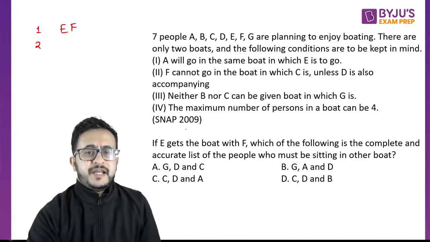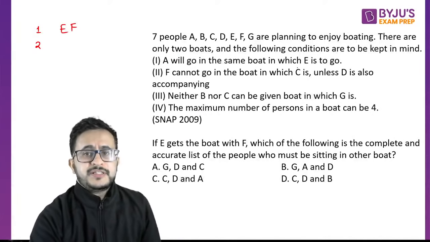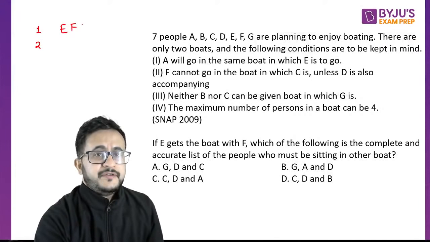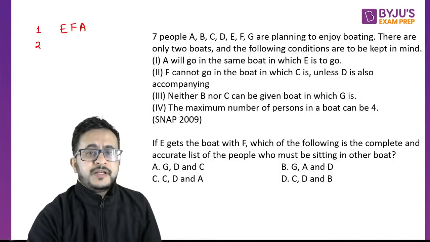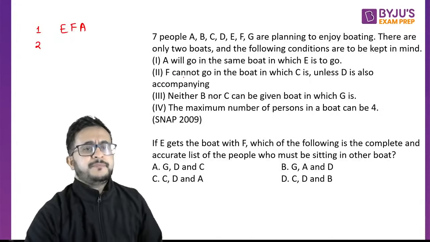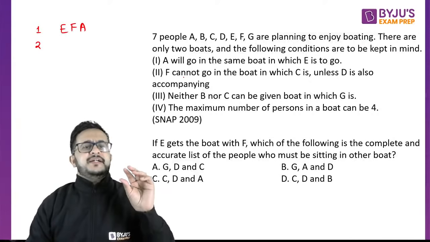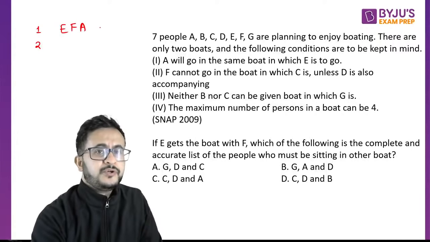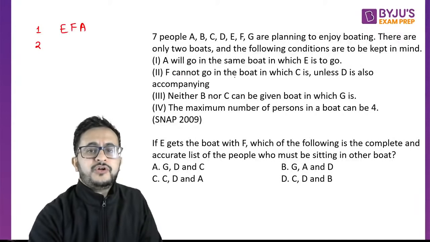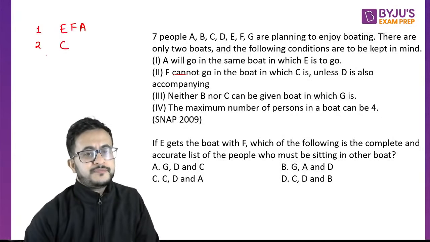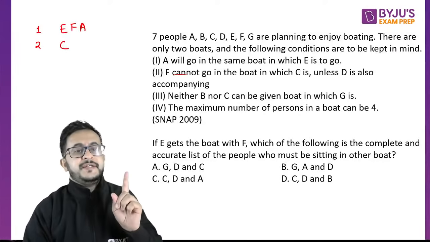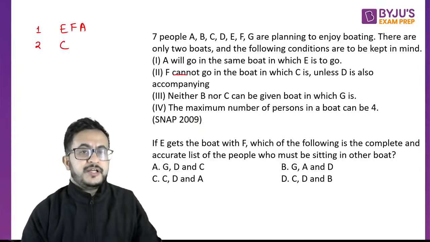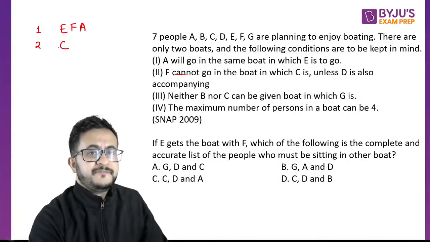If E and F are in the same boat, A will go in the same boat as E. So A will also be there, right? Now it is saying that F cannot go with C unless D is also accompanying. If F is going with C, then D also has to go, but you cannot get both C and D. So F will not go with C, and C will go in this boat.